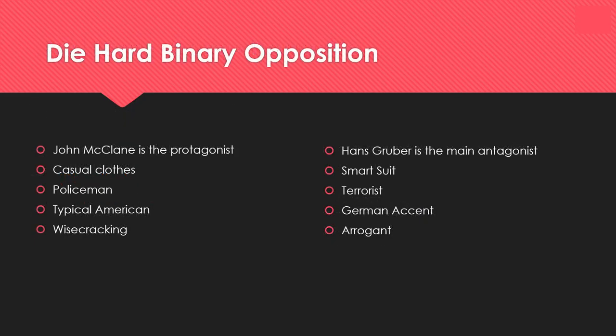We can also talk about binary opposition in Die Hard, because there's 2 kind of clear, distinct characters. John McClane is the protagonist. He wears casual clothes, he's a policeman, he's a typical American of the time, he's wisecracking. You can tell that he's the good guy. Hans Gruber is the main antagonist. He wears a smart, dark suit. He's a terrorist. He's got a German accent, which obviously in the 80s, there was still quite a lot of kind of hatred towards Germany after the war. And he's very arrogant in his behaviour. So that's 2 clear characters on both sides, makes binary opposition.